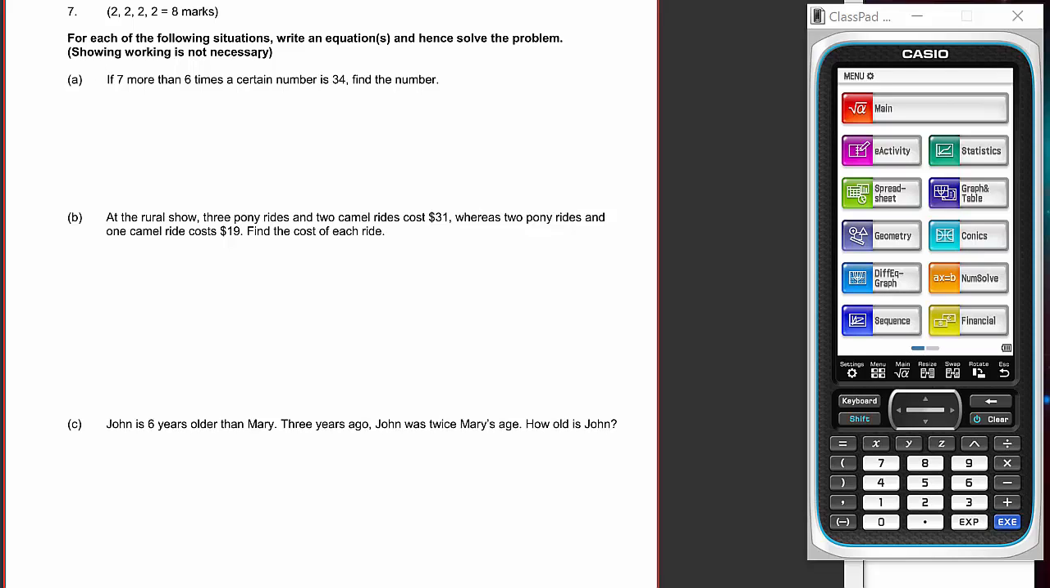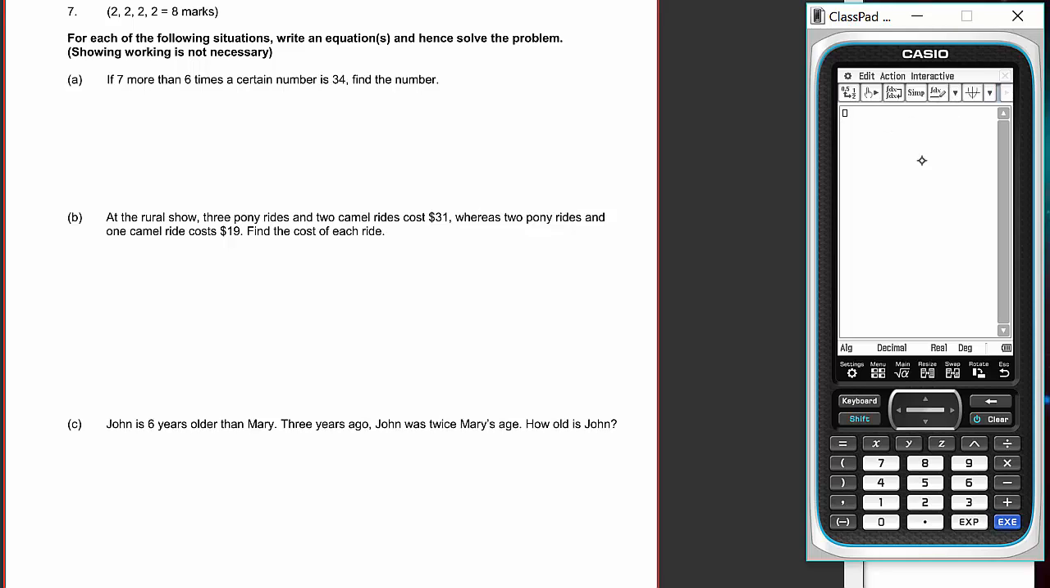For each of the following situations, write an equation and hence solve the problem. Showing working is not necessary, and indeed you have the calculator and you can just solve the equation you form on the calculator. So there should be no excuse for going wrong if you get the correct equation.